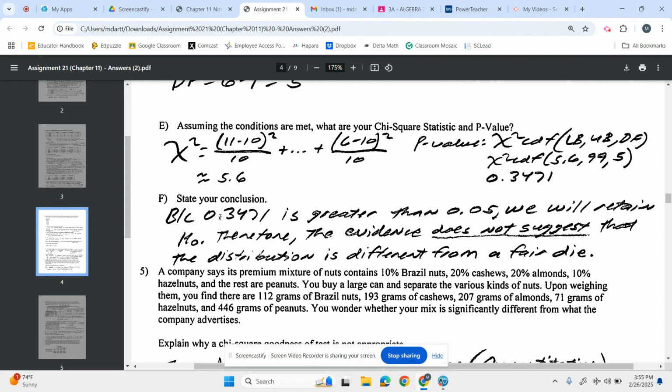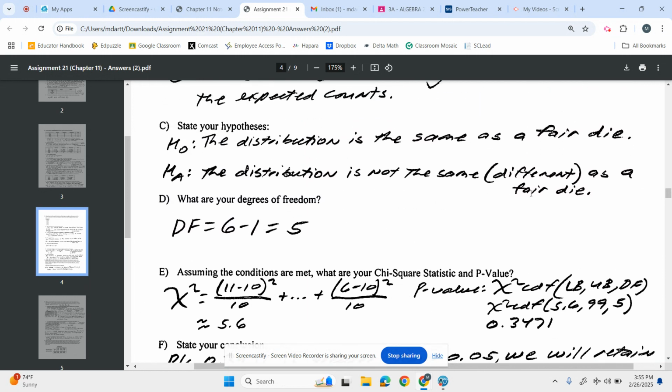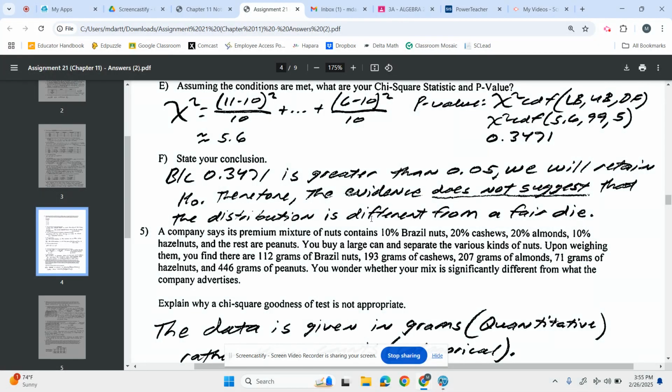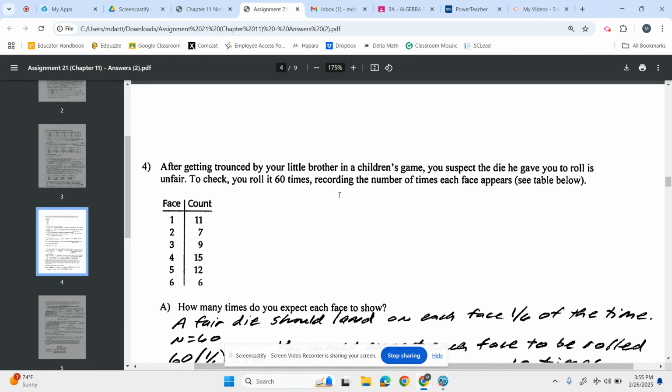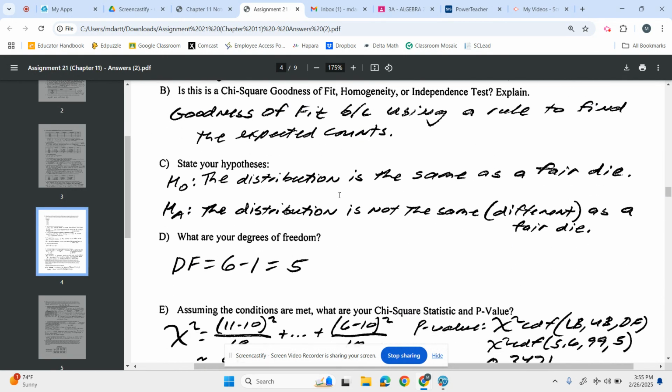So now your conclusion, because this p-value is greater than 0.05, we will retain the null. So the evidence does not suggest the alternative, which is that it's different, meaning something different from a fair die. So we would conclude that it is a fair die.